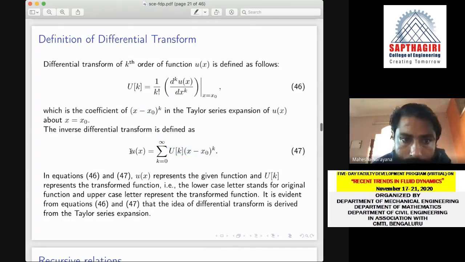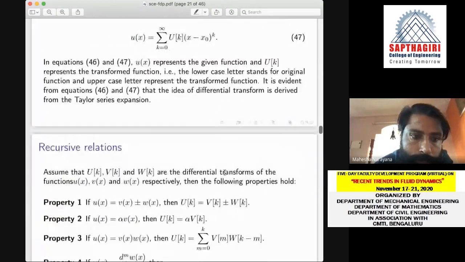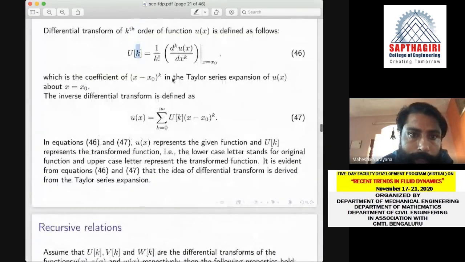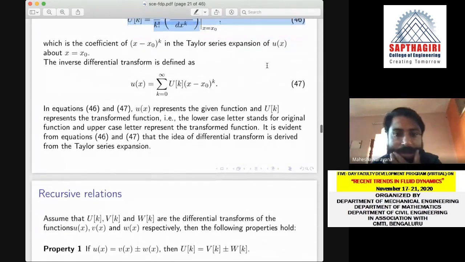So you must be thinking that I'm cheating you by calling this a transform technique. It's just a Taylor series, to be honest. Yes, it is a Taylor series, but I'm introducing this differential transform just to switch over from the x domain to the k domain. So essentially 46 and 47 are from the Taylor series. There are some properties of this transform. By using definition 46, you can derive a lot of properties of this differential transform.